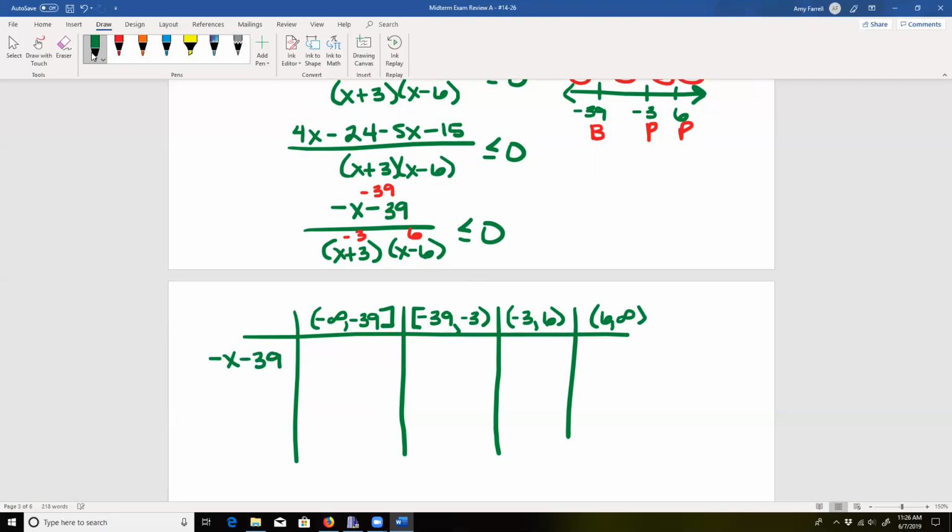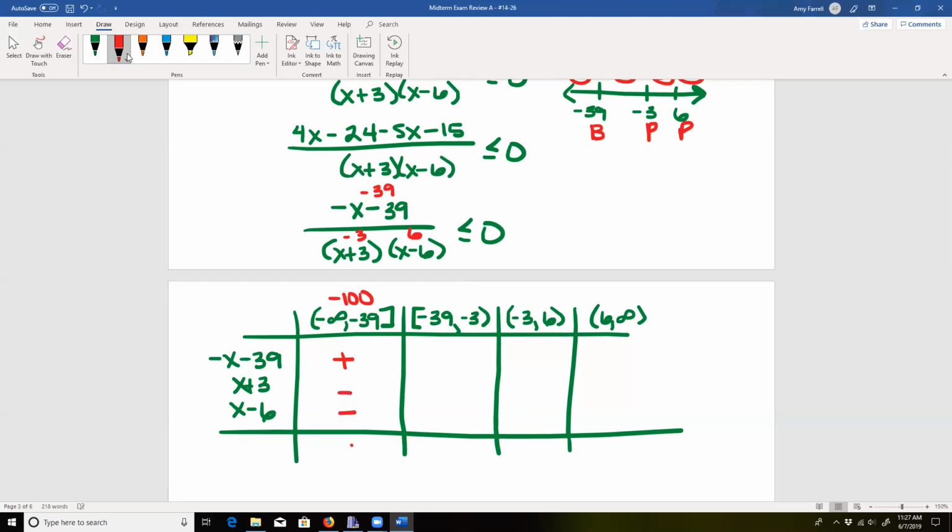factors are negative x minus 39, x plus 3, and x minus 6. I'm going to pick a number to plug in. How about negative 100? Like I said, it's always going to be in there. So negative 100. Now, negative 100, when plugged into the first factor, is actually positive because it's a negative 100, which would be a positive 100 minus 39. So that would be positive 61. It will make this one negative, though, and that one negative. Two negatives make a positive, and a positive divided by a positive is positive.